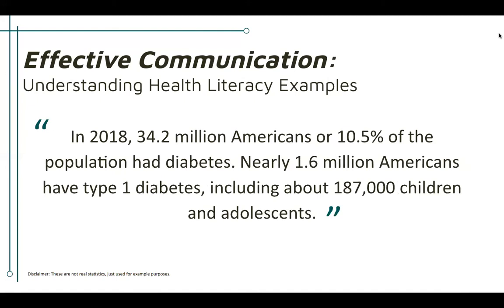This example reads, in 2018, 34.2 million Americans, or 10.5% of the population, had diabetes. Nearly 1.6 million Americans have type 1 diabetes, including about 187,000 children and adolescents. See how adding in the percentage can help a little bit? Yeah, 34.2 million sounds like a lot of people, but in reality, that's only about 10% of Americans. It gives you a little bit more of an idea with how many people we are actually talking about.